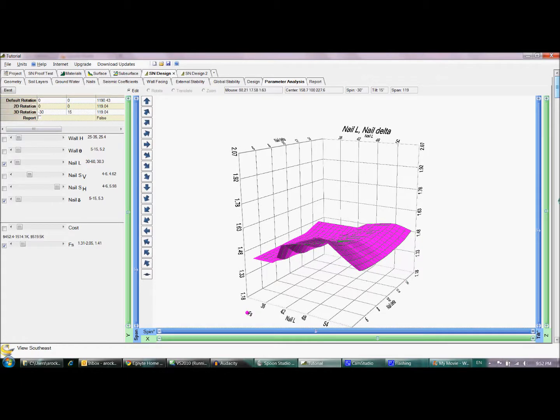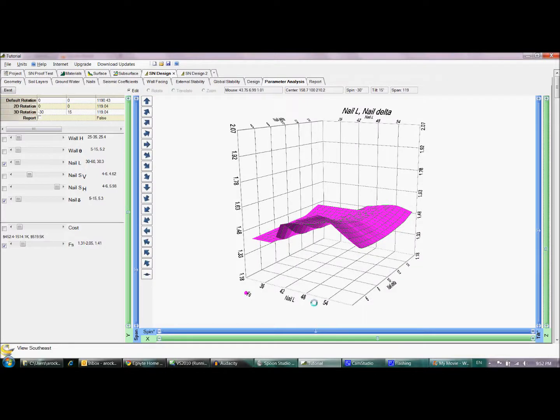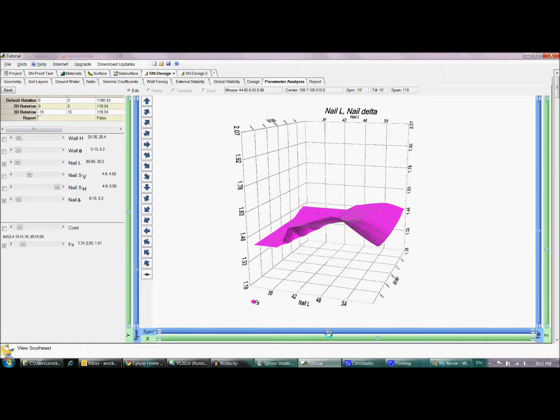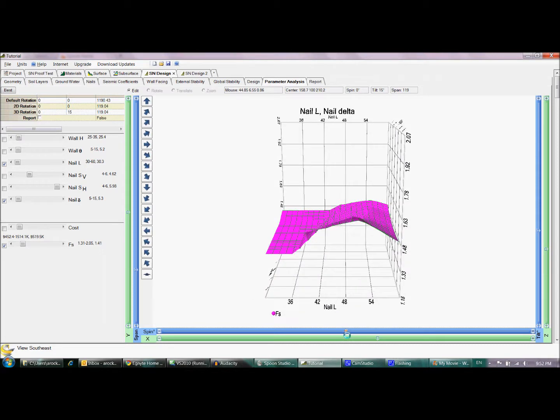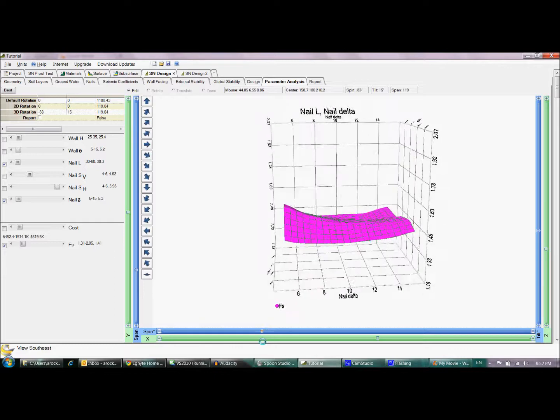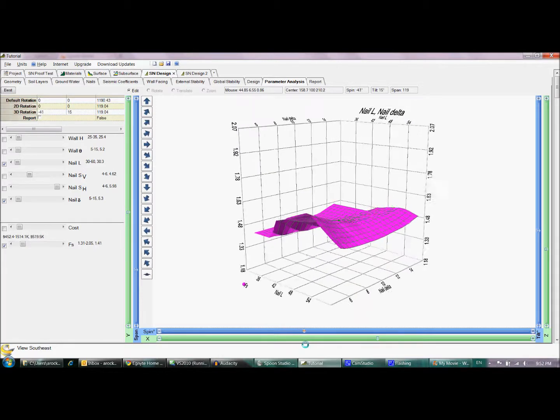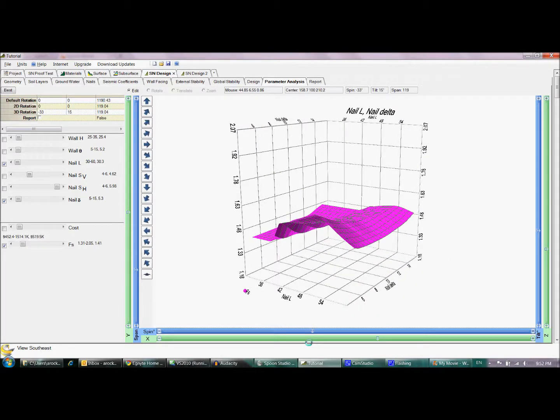See that the factor of safety seems to, let me move this up a little bit, the factor of safety seems to increase up to a length of about 50 feet, and then the factor of safety goes down. And you can see that a lower batter angle has a slightly higher factor of safety than a middle one in this case. And we can see if we increase the height of the wall, how the nail length and theta adjust.